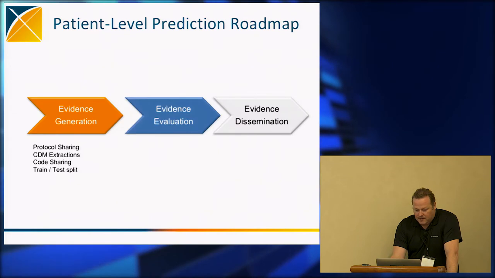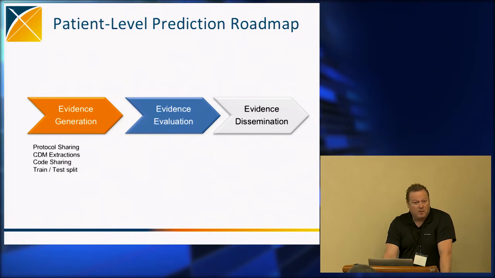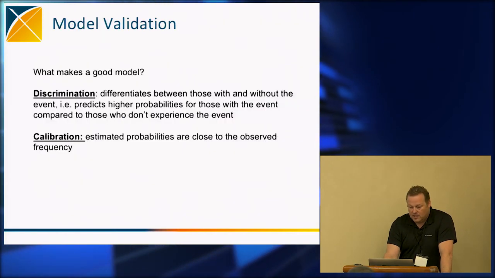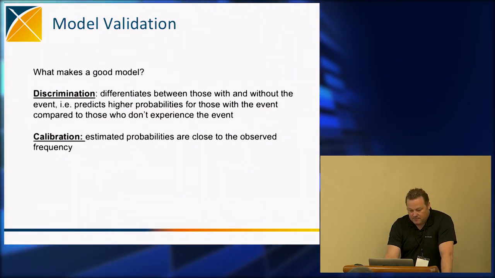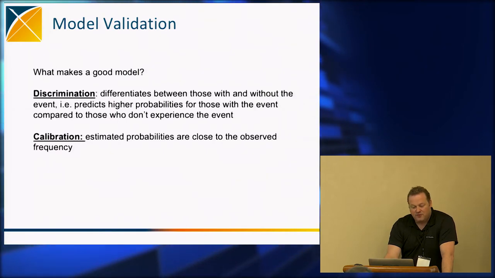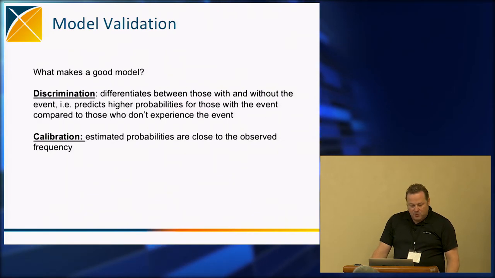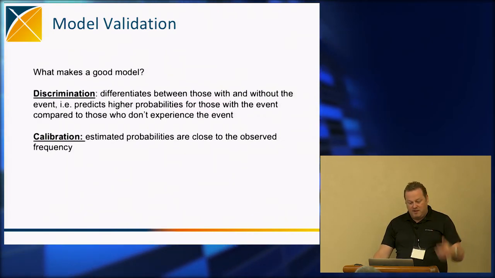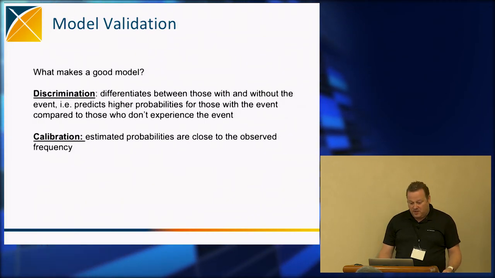Okay. Then we get to evaluation. So we've now had some insights in how to build the model, but how do we now evaluate the model? What we look at, as you may know, is discrimination and calibration. In discrimination, you want to differentiate between those with and without the outcome, and you hope that you predict a higher probability for those with the event compared to those who do not experience the event.